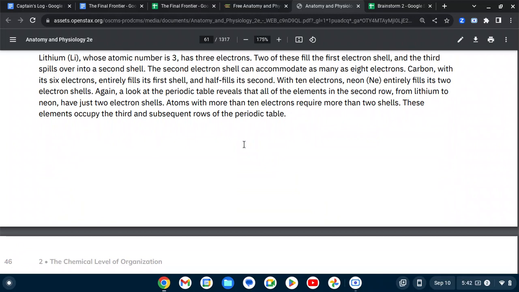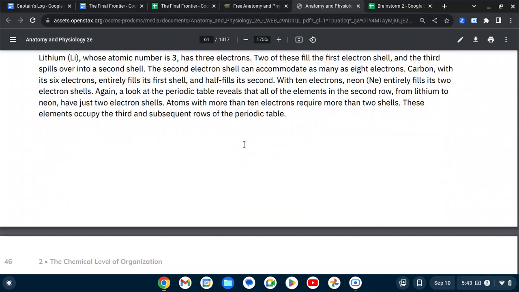Lithium, whose atomic number is 3, has 3 electrons. 2 of these fill the first electron shell, and the third spills over into a second shell. The second electron shell can accumulate as many as 8 electrons. Carbon, with its 6 electrons, entirely fills its first shell and half fills its second. With 10 electrons, neon entirely fills its 2 electron shells.